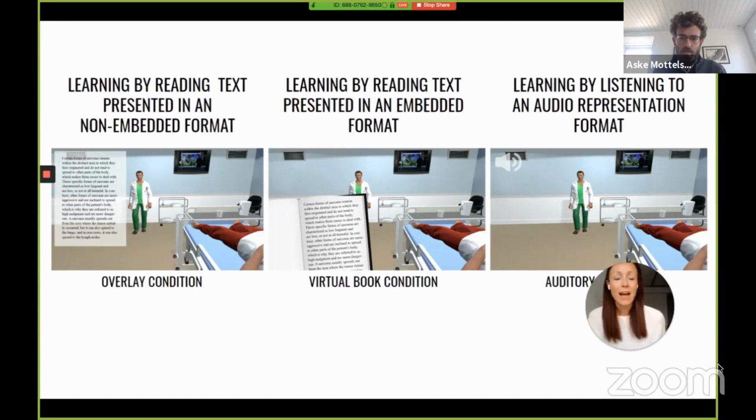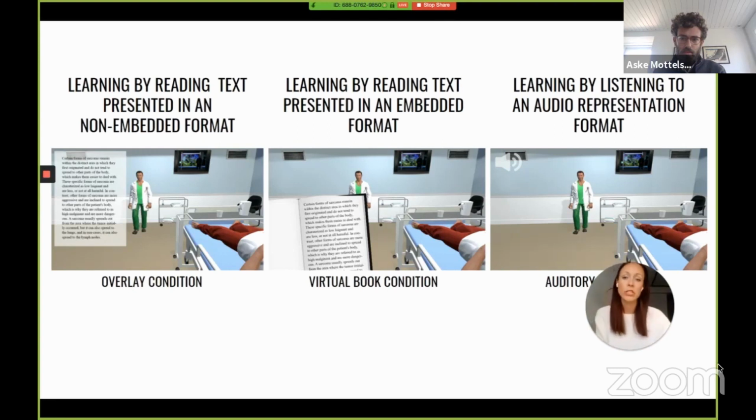In the overlay condition, the idea was that students learned from an overlay modal interface that was static to the environment, with text represented on it. In the virtual book condition, the students learned by reading text presented in a more contextually embedded format. The virtual book was exactly the same representation of text as in the overlay condition. However, this time it was mapped onto a different object that was actually embedded in the virtual world. They were able to rotate the book around, but the representation of text and the way that they interacted with it didn't change at all.